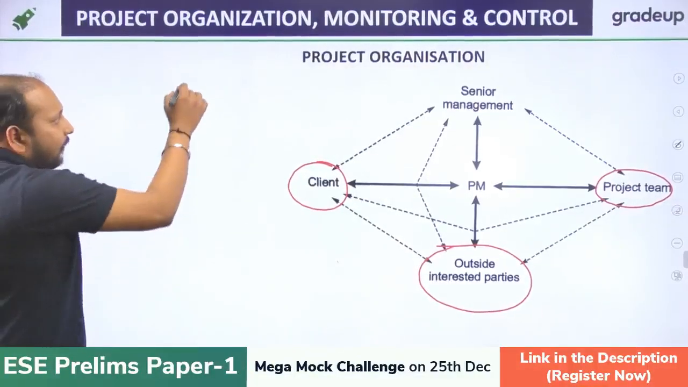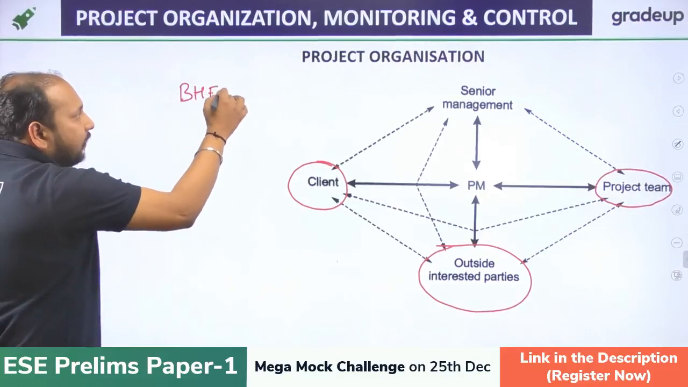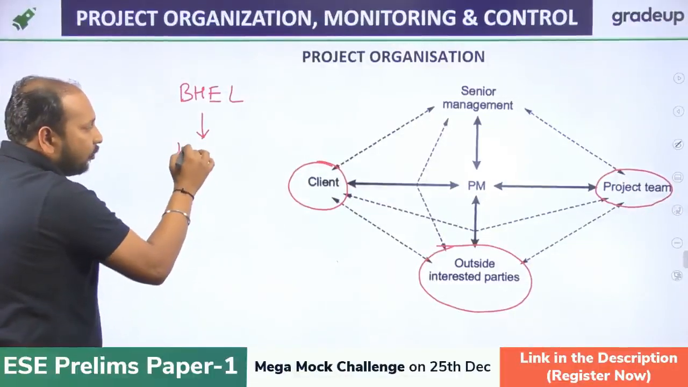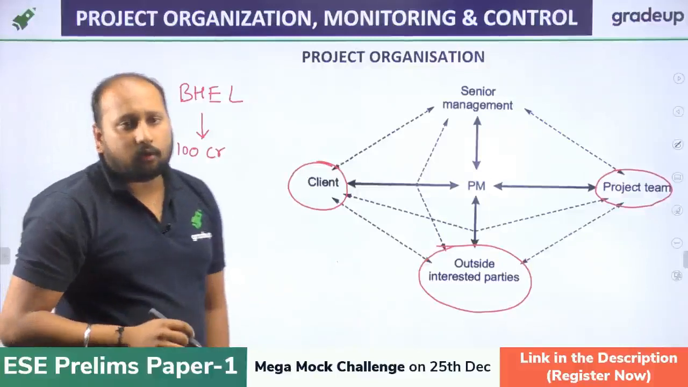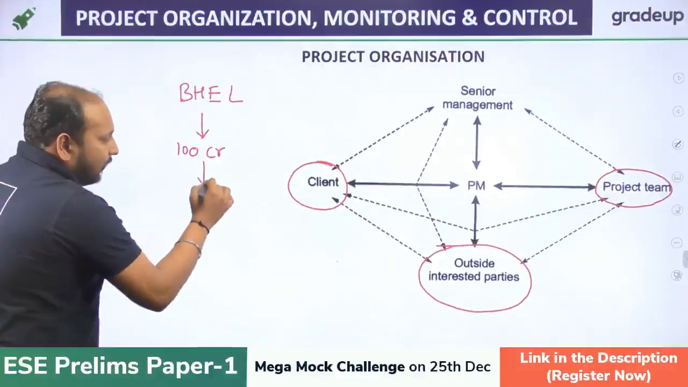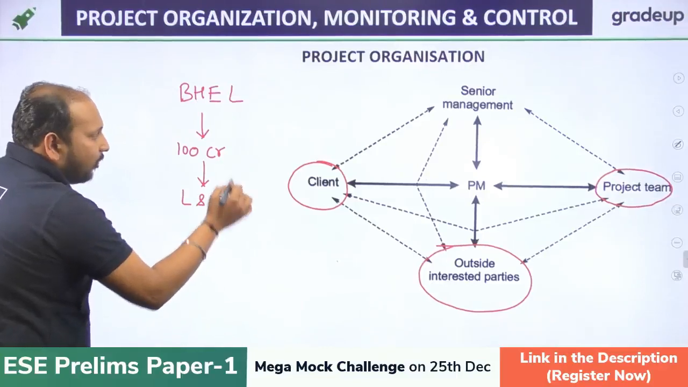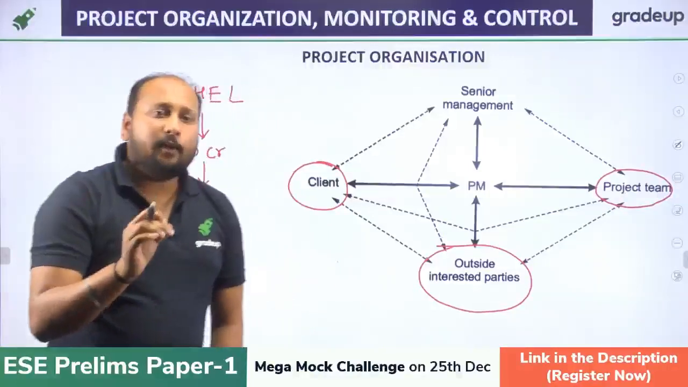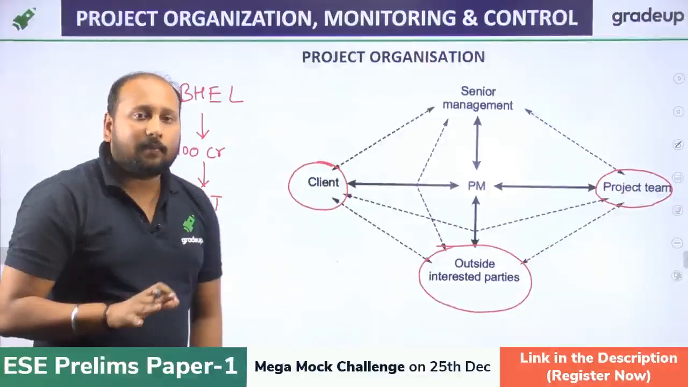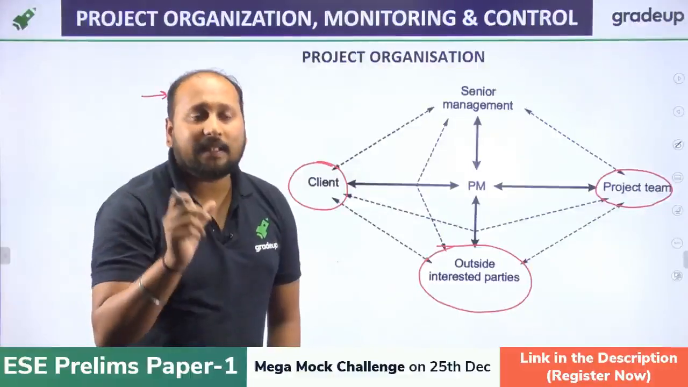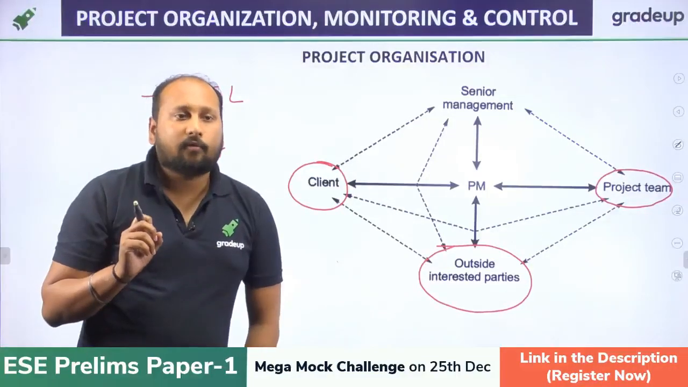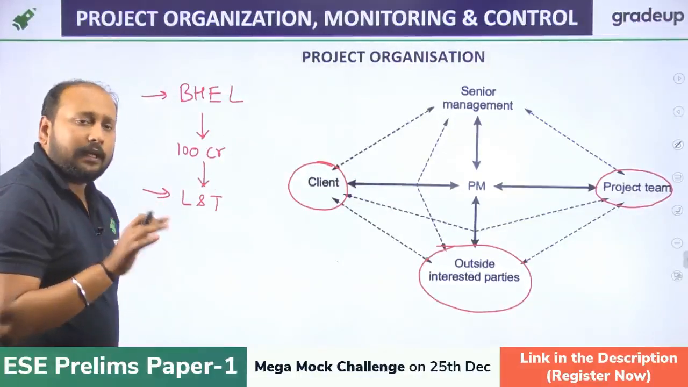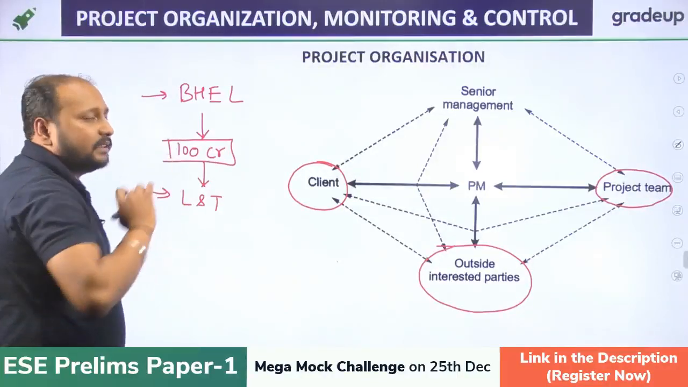For example, BHEL, you might be knowing about BHEL. BHEL is giving a tender, a project of, for example, 100 crore. They're giving a project of 100 crores, and it is taken up by L&T. You might be knowing about these firms. Just let me know if you have any doubt. I'll be explaining with a practical example, because in that way you will be able to remember these keywords whenever you are solving any problem for ESE. So BHEL has given some project. Clear? Okay, a 100 crore budget is there.